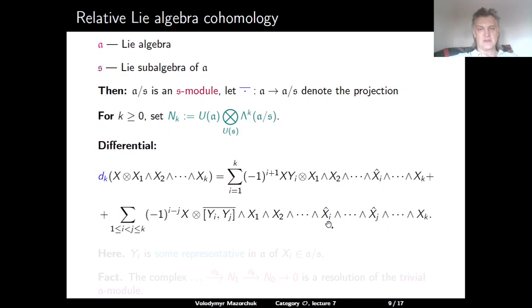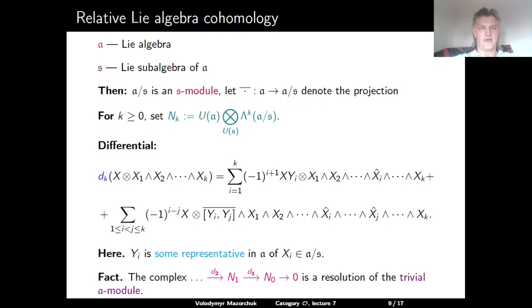We take elements in positions x_i and x_j, commute them all the way to the left, then take the Lie bracket of their representatives and then apply the overline to this Lie bracket. This gives us, because of the commutation, the sign (-1)^(i-j) and this expression. As already mentioned, y_i is some representative in A of x_i, which belongs to the quotient space.